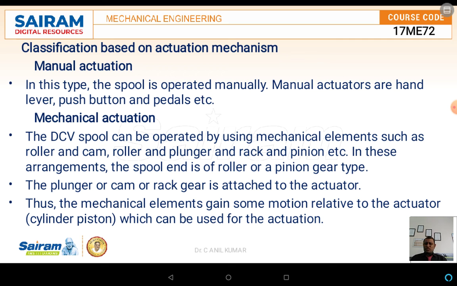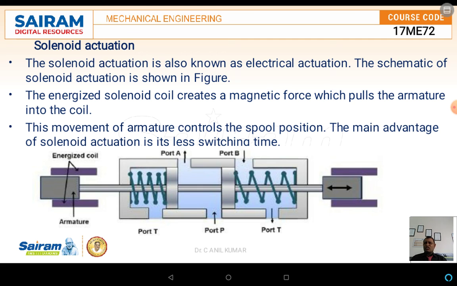The piston movement or actuation movement can be done very easily in the case of solenoid actuation. Solenoid actuation is also called electrical actuation, because the actuation of the solenoid is done by means of an electric field. There are 2 coils there: one is called the energizing coil, and the other is called the armature coil. Once the energizing coil is energized, the armature automatically starts moving, and a to and fro motion takes place. This is the concept in solenoid actuation.